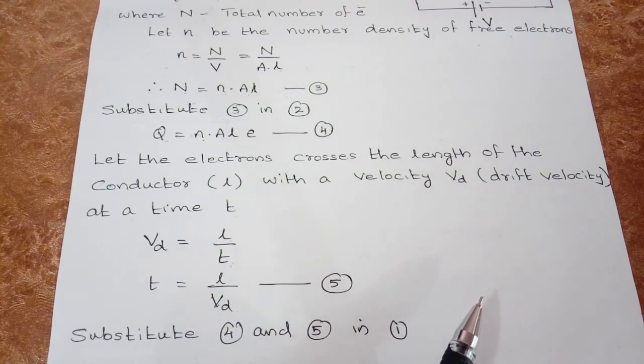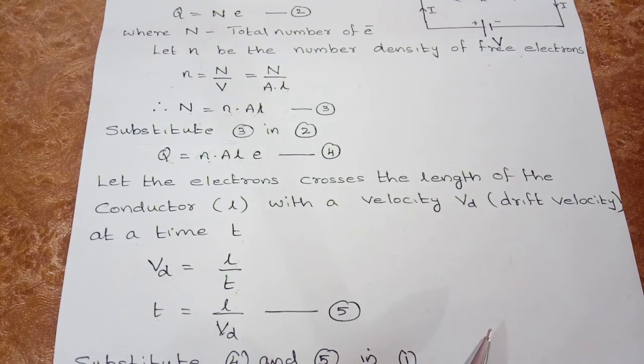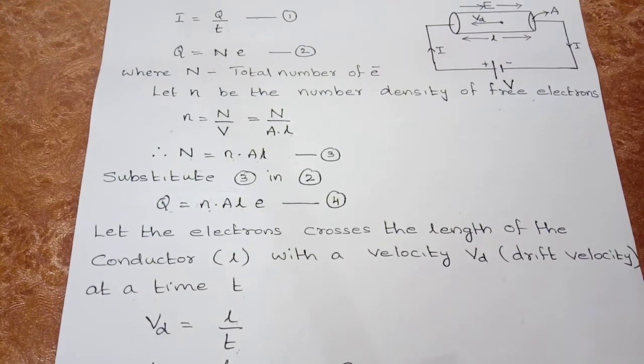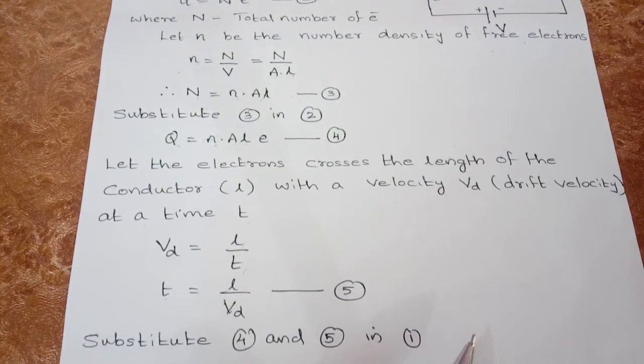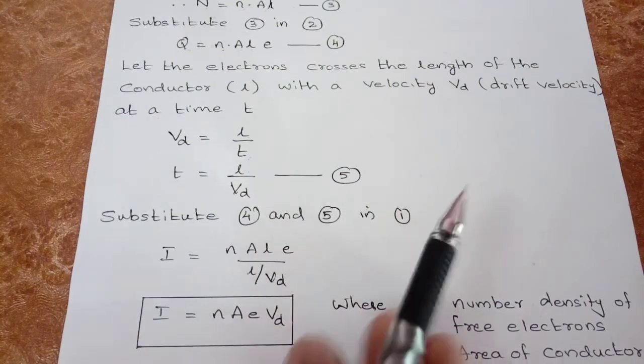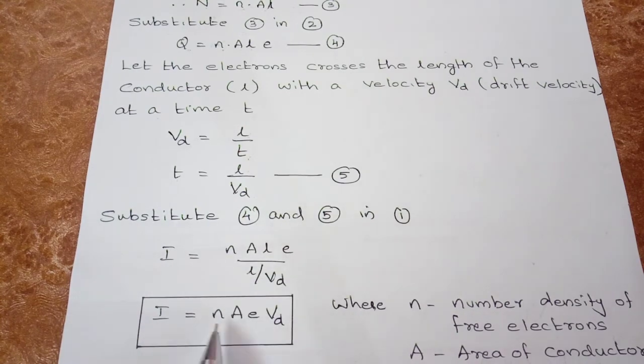So equation number 4 gives me the total charge present in the conductor. Equation number 5 gives me the time taken by these charges to cross the conductor. I am going to substitute equation 4 and equation 5 in equation number 1, I is equal to Q by t. Then I will get I is equal to nALe divided by L by Vd. So L and L cancel and I is equal to nAeVd. This is the relation between drift velocity and electric current.